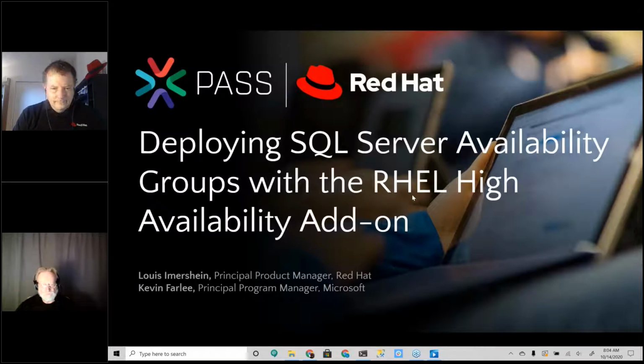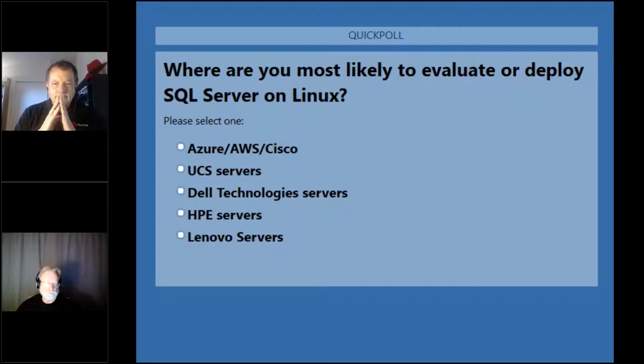Now we have another quick question for you. Where are you most likely to evaluate or deploy SQL Server on Linux? Five possible answers on your screen right now: Azure, AWS, and Cisco UCS servers, Dell Technologies servers, HPE servers, or Lenovo servers. It looks like Cisco didn't go next to UCS. It's in the wrong category. So if you want Cisco, pick the second one. Sorry for that.